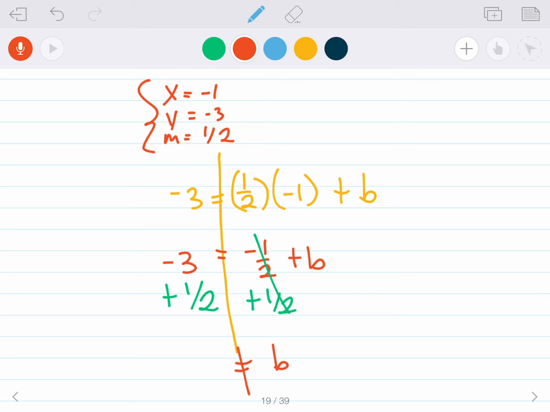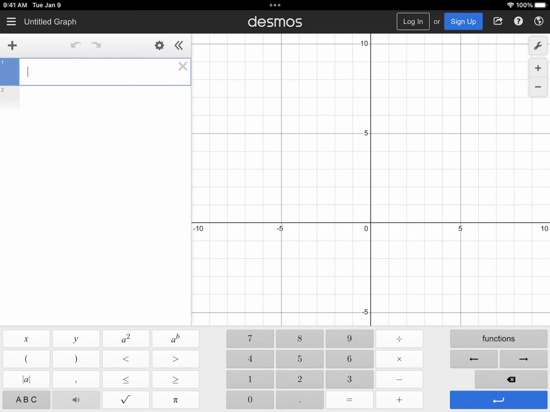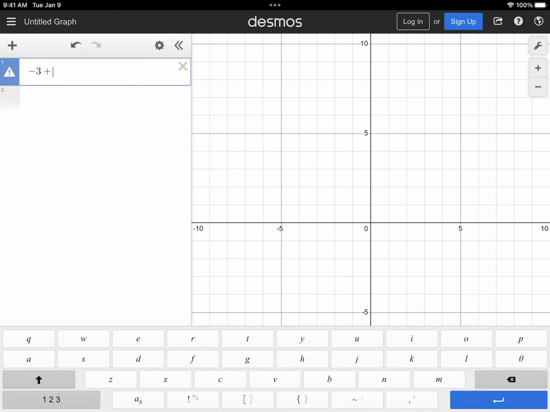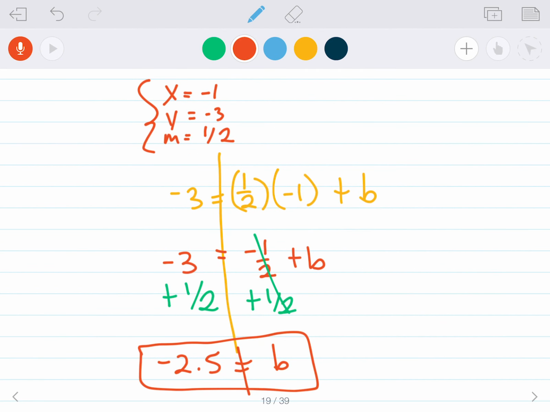Now you can do this by hand, or you can do it on Desmos. So let me show you how to do that really quick. So we have -3/2. All right, so here I'm just on Desmos.com. So I have -3 plus, and then I just do 1, then the division sign, and then 2, and it gives me my answer there. So if you're lazy like me, you can just use a calculator to do this. So there I go. I have b.